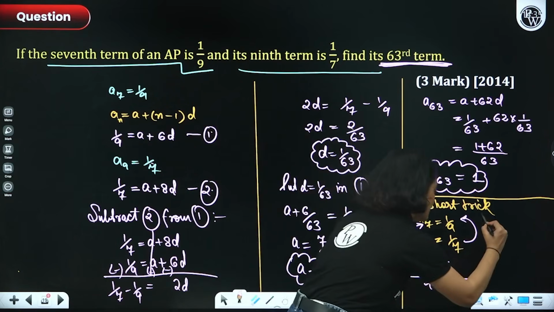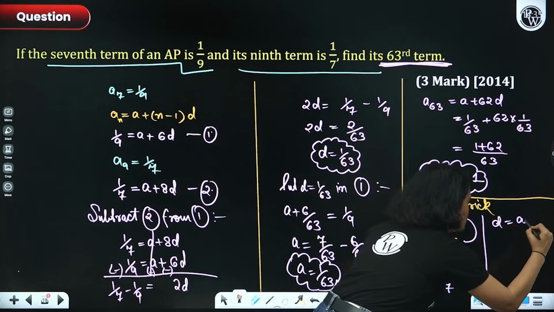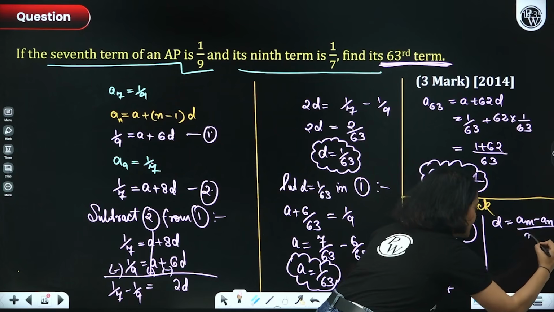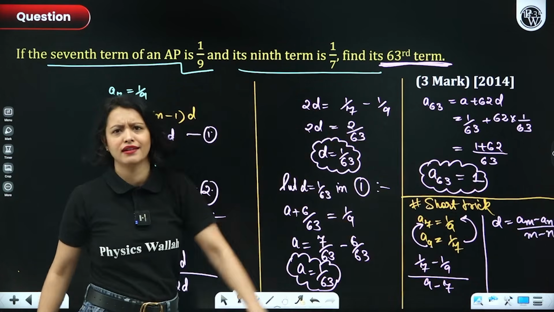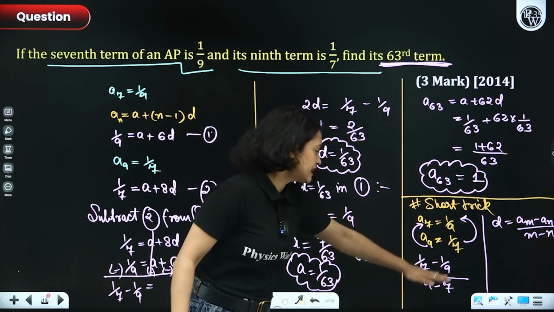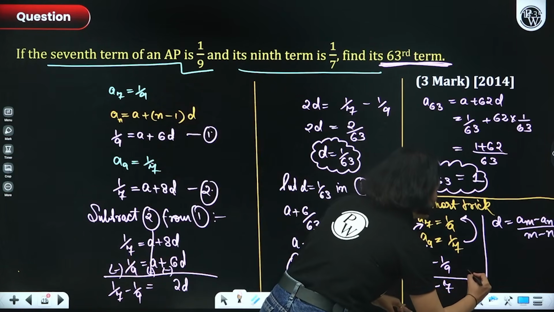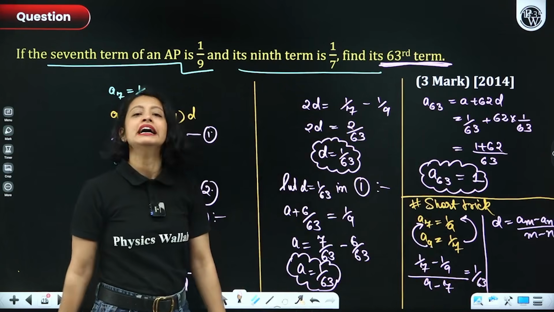Common difference d is equals to the value of the mth term and nth term subtracted, divided by m minus n. That's it, guys. You can do it in your brain. So 1 by 7 minus 1 by 9 over 9 minus 7. If you do this here, you will get 1 over 63. You can check. Okay?